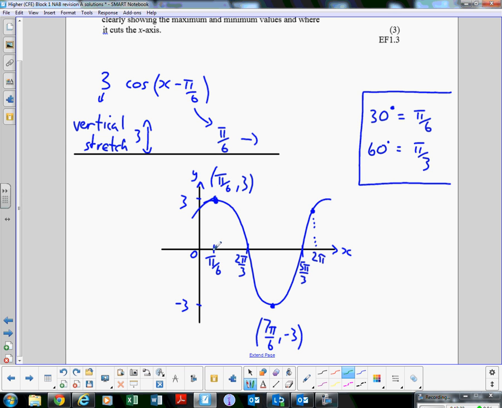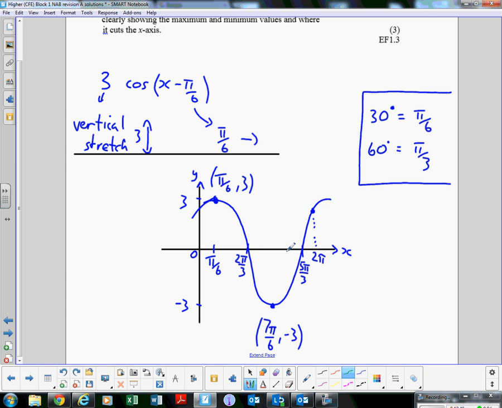The cosine curve normally crosses at 90, but it's been moved along by 30, so this point here will be 120 degrees. Now 120 degrees, well, I know 60 degrees is pi by 3 radians, so 120 degrees will be twice as much, so that will be 2 pi by 3. The minimum value normally occurs when x is 180 degrees, or pi radians.